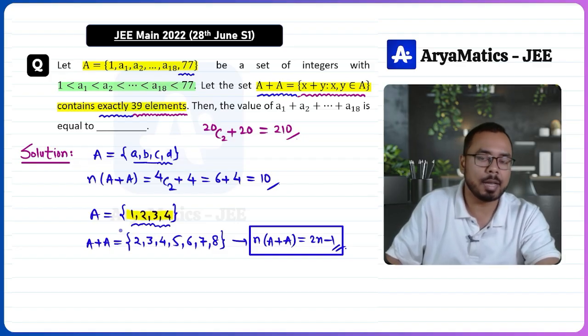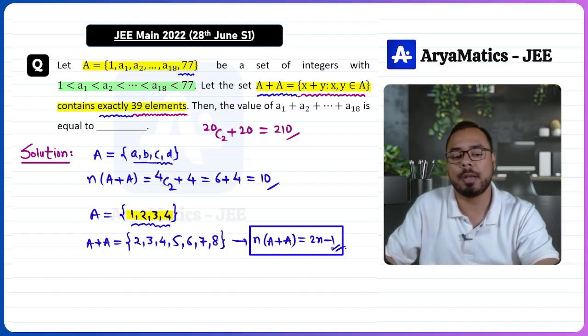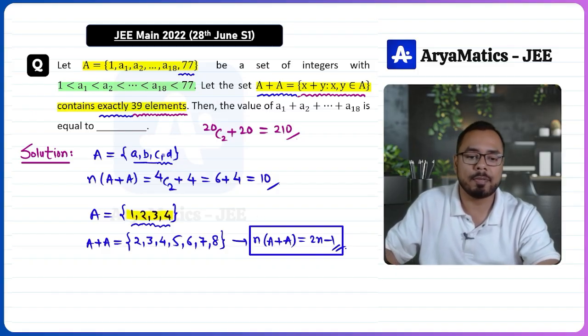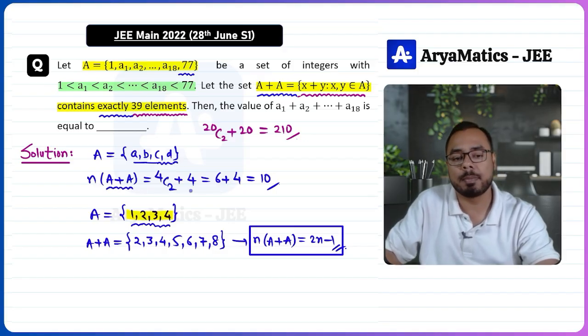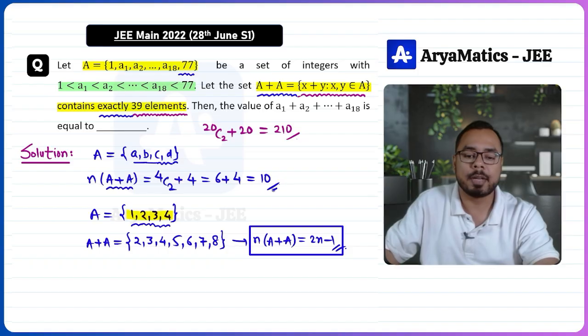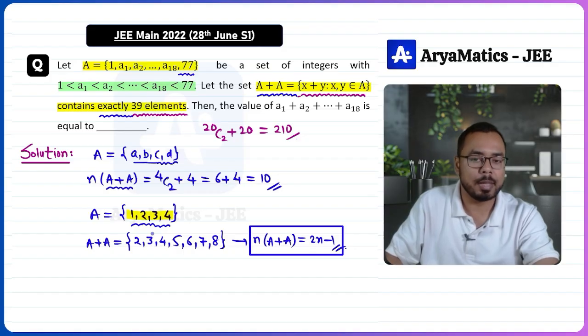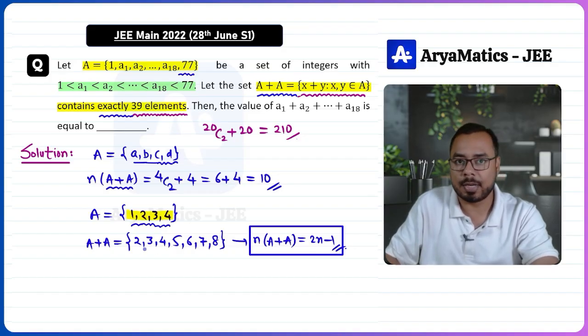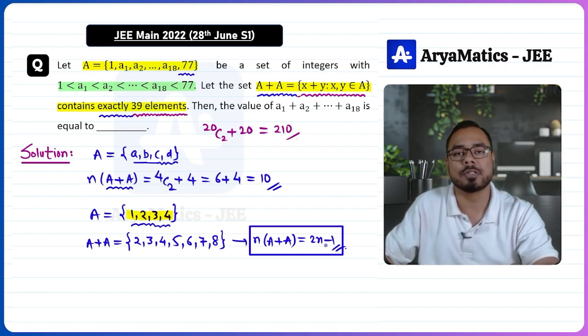And if there are n numbers in AP, then number of elements in this set A plus A, this will be 2n minus 1. So if all the sums were distinct, then number of elements in A plus A, this will be NC2 plus N. But if the terms are in AP, then many sums will combine and they will give you only a single term there, right? So if the terms are in AP, then total number of terms in A plus A, this will be 2n minus 1.